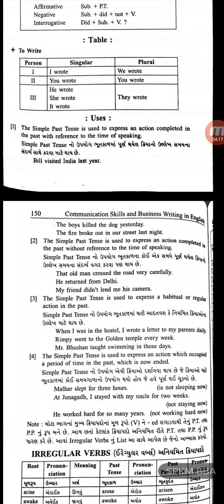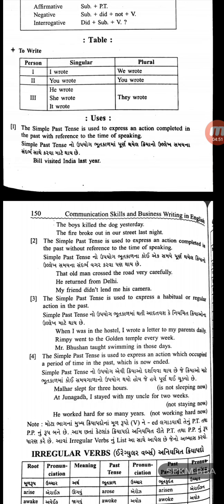Simple past tense is used to express habitual or regular actions in the past. When I was in the hostel, I wrote a letter to my parents daily. These are activities I did in the past regularly. At the time when I was in the hostel, I wrote a letter to my parents daily, but that thing is over.